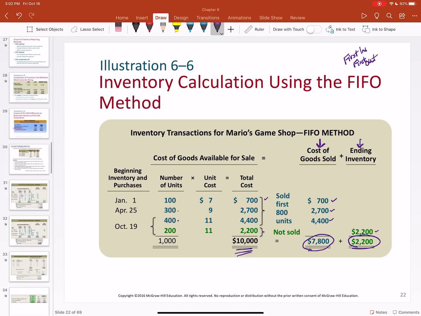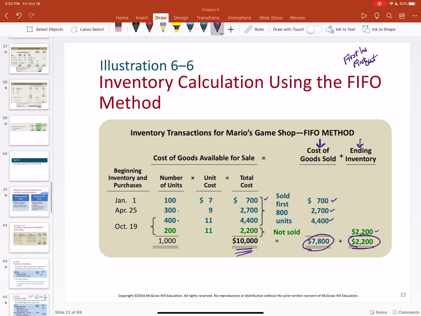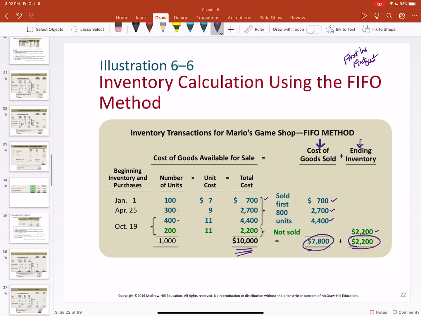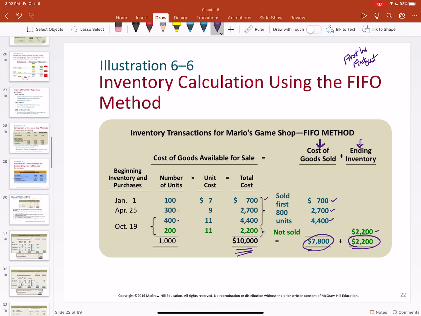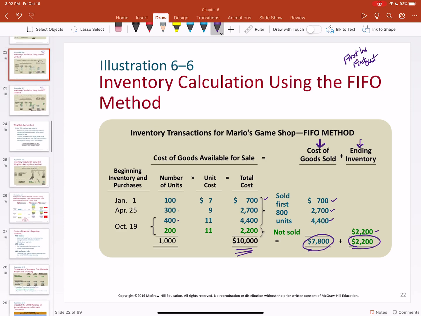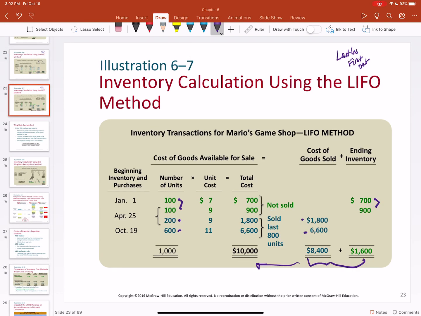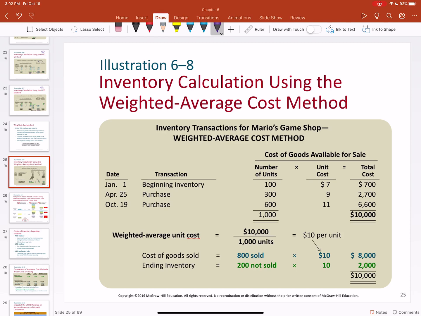The last method is called average. And let me get to the right slide on here. That was LIFO. Here's average. Average is in some ways the simplest. LIFO and FIFO are identical. They're just inverses of each other.